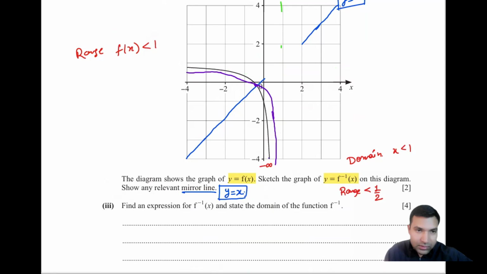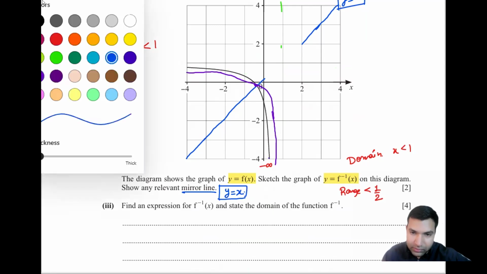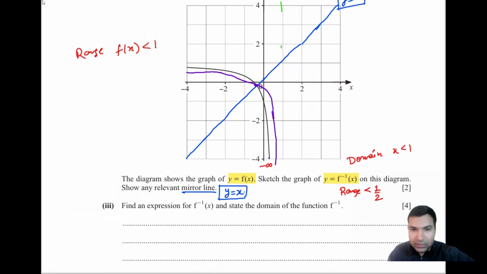And let me redraw this line of mirror, which is y equal to x. So this purple line, let me redraw this. It will cross here, and it will go something sort of this. Okay, so this is the graph of f inverse. I hope you understood this.